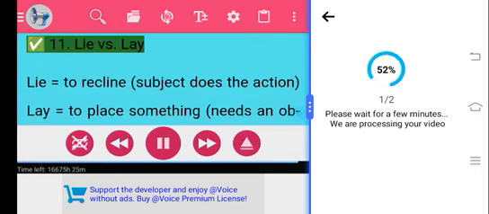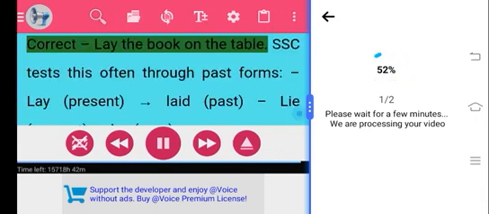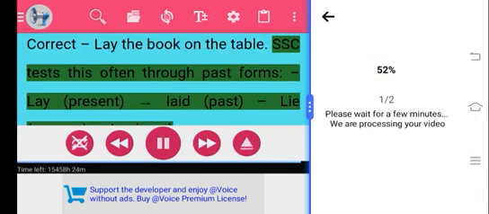Checkmark 11. Lie versus lay. Lie equals to recline, the subject is the action. Lay equals to place something, it needs an object. Correct: I want to lie down. Correct: Lay the book on the table. SSC tests this often through past forms. Lay, present, becomes laid, past. Lie, present, becomes lay, past.